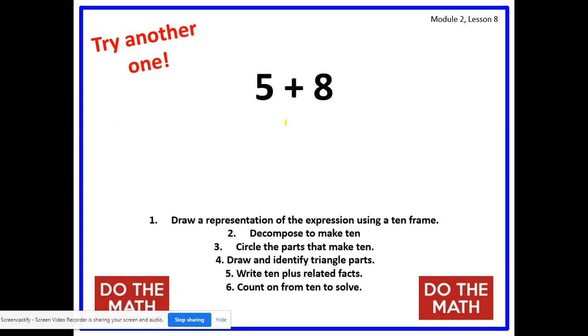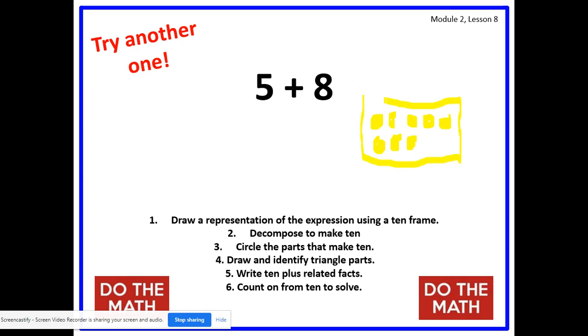Let's go ahead and draw our parts. We're going to start with the number that's closer to 10. Which number is closer to 10? 5 or 8? Get ready. Yes, 8. So let's go ahead and draw 8. 1, 2, 3, 4, 5, 6, 7, 8.